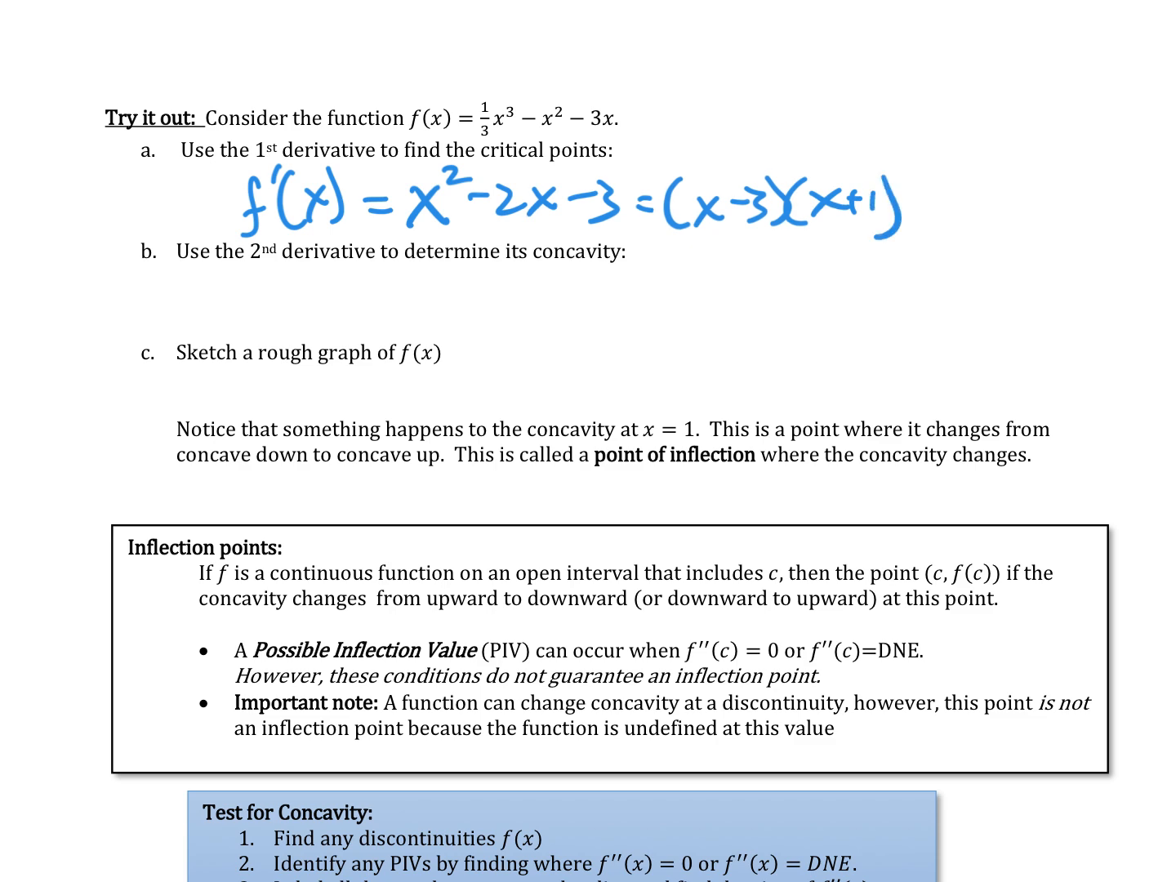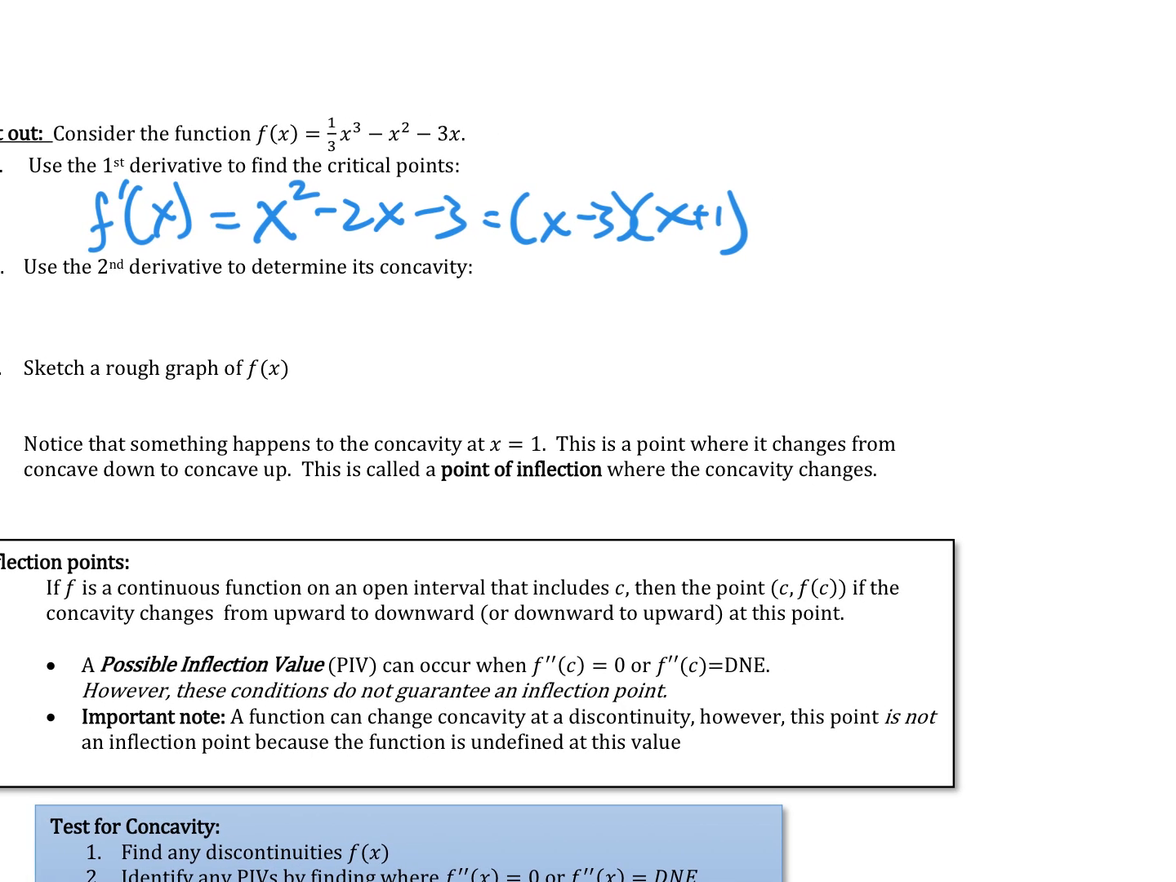And we want to set that equal to 0 to find our critical points. So let's go ahead and do that. x minus 3 times x plus 1 equals 0. And that happens at 3 and negative 1.